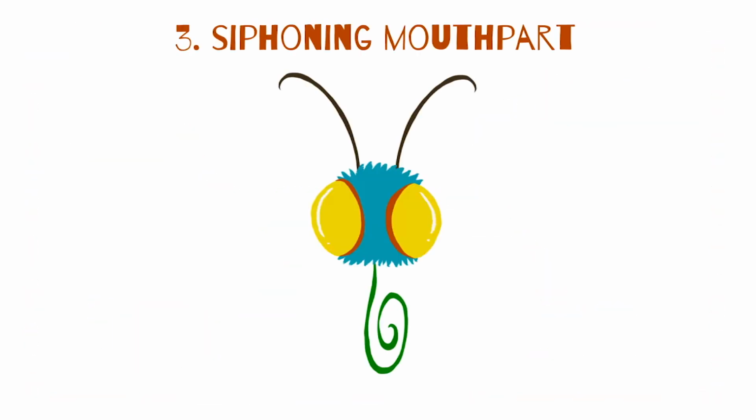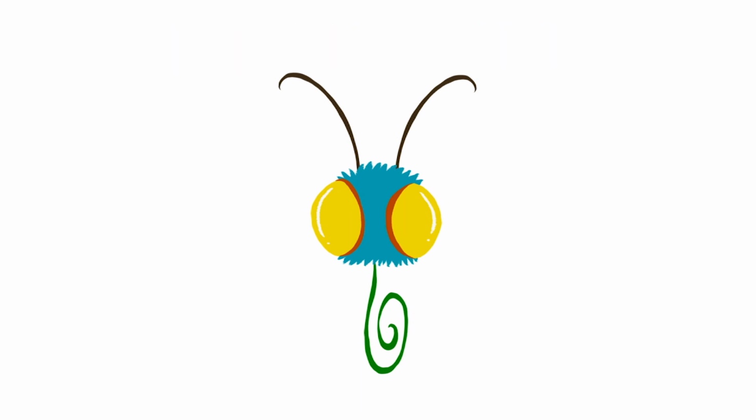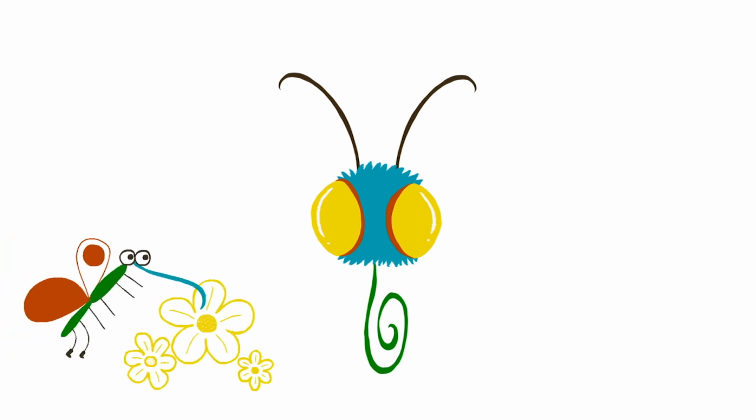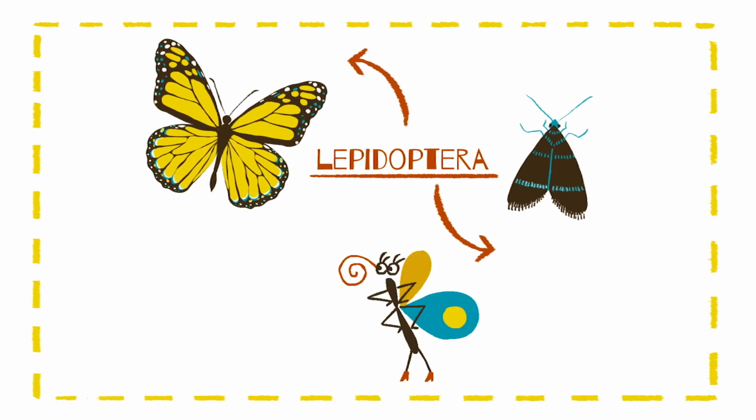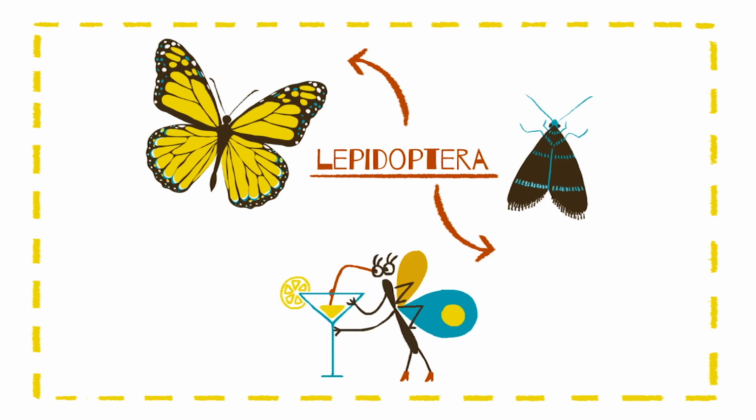The siphoning mouthpart, a friendlier version of the piercing and sucking beak, also consists of a long, tube-like structure called a proboscis that works like a straw to suck up nectar from flowers. Insects of the Lepidoptera order, butterflies and moths, keep their probosces rolled up tightly beneath their heads when they're not feeding and unfurl them when they come across some sweet nectar.